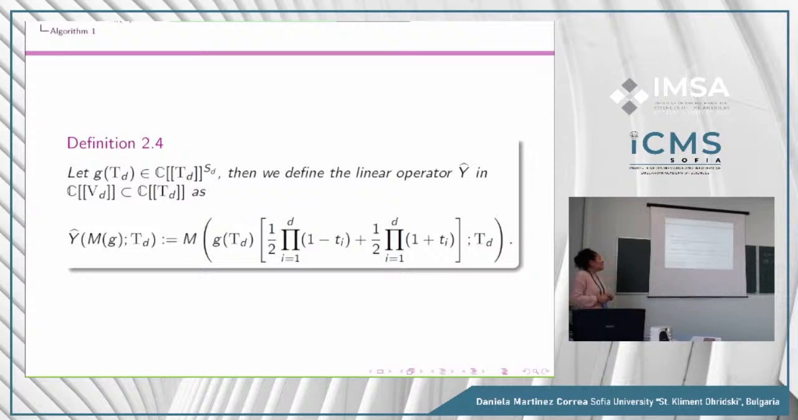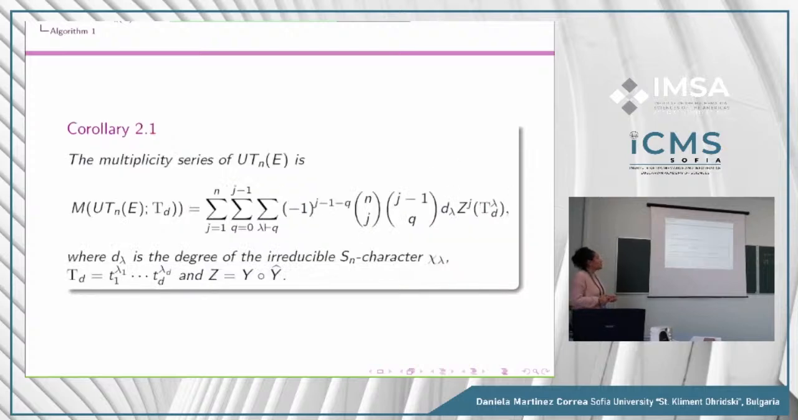Okay? But the action of these operators can be written in terms of this multiplicity series. It only uses the Young rule. Okay? So using these operators and the previous expression for the Hilbert series of UTN of E, we find an expression for the multiplicity series of this algebra. Okay? This is given by this. Note that this multiplicity series is given in terms of the previous operators.